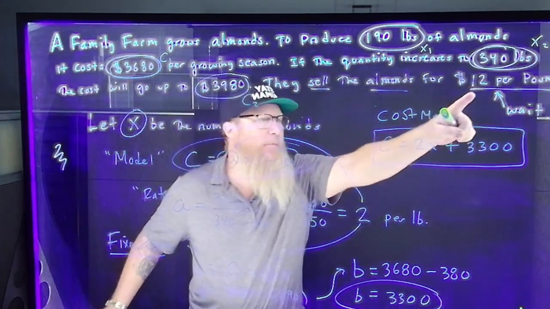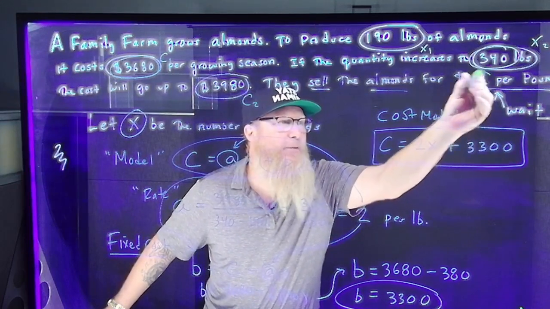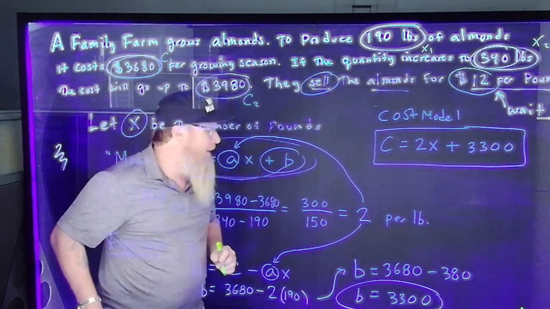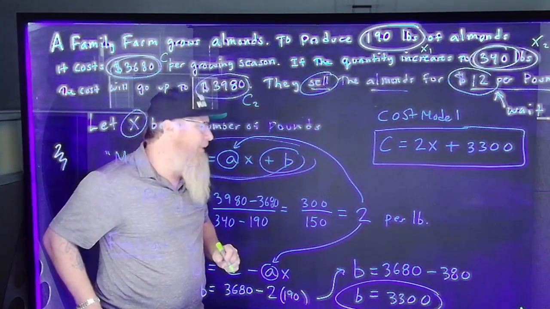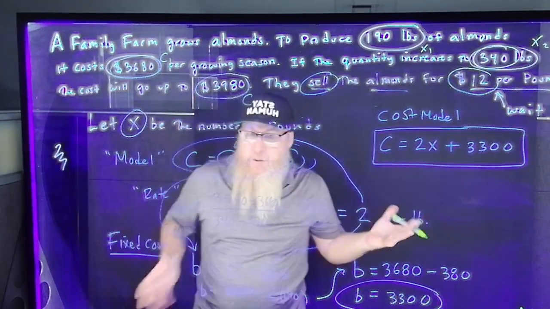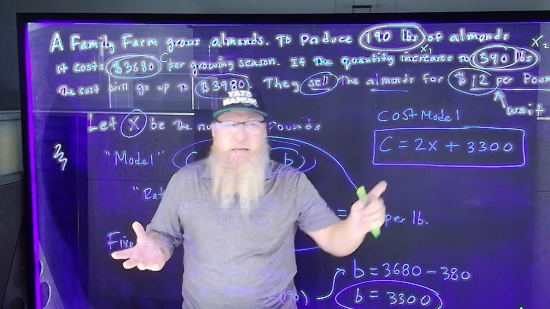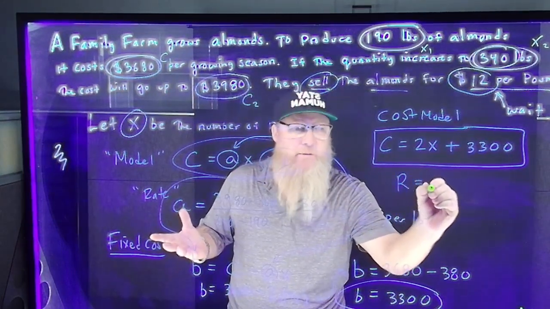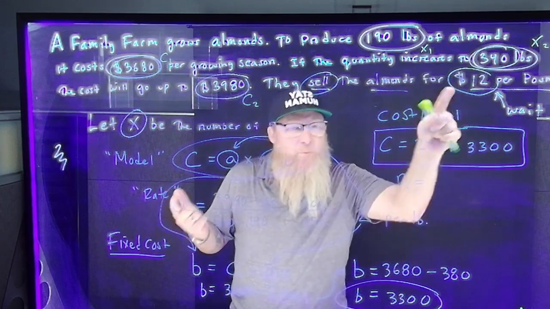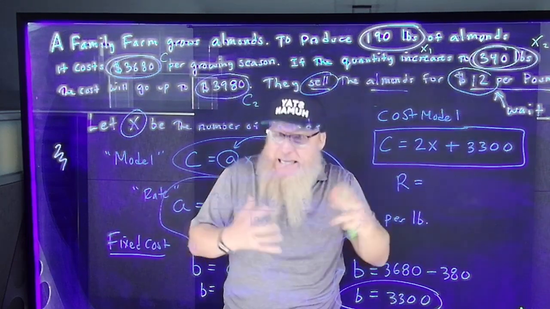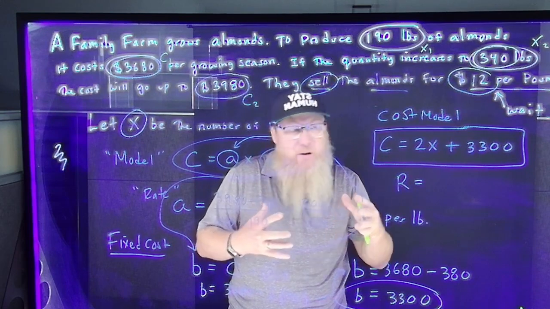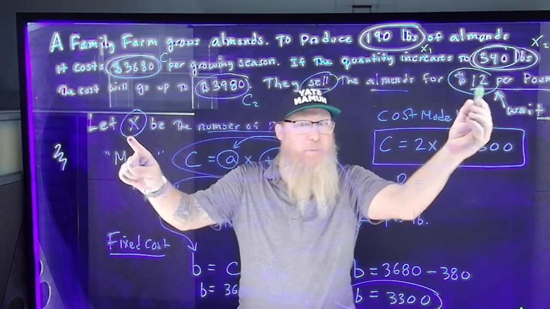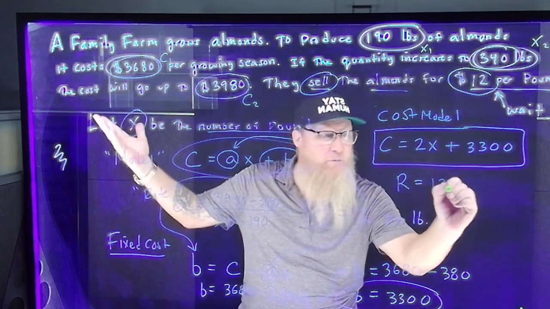Now, at the beginning of this problem, I said we would wait on the revenue because we're going to sell the almonds for $12 a pound. The reason we wait on the revenue is because there's really not a lot of work that goes into finding it. To find the revenue, it's very simple. R, think about it, common sense, right? Revenue is just how much you're bringing in after selling the almonds. X is the number of pounds, $12 per pound, so the revenue is 12x.